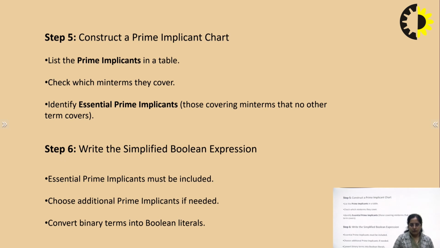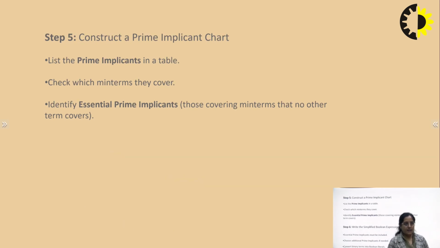Now which terms are the essential prime implicants? Those covering terms that are not covered by other terms. We will see how we can find the essential prime implicants, and after finding them we write a simplified Boolean expression, and then using this Boolean expression we draw the logic diagram using gates. So let's start with one example.